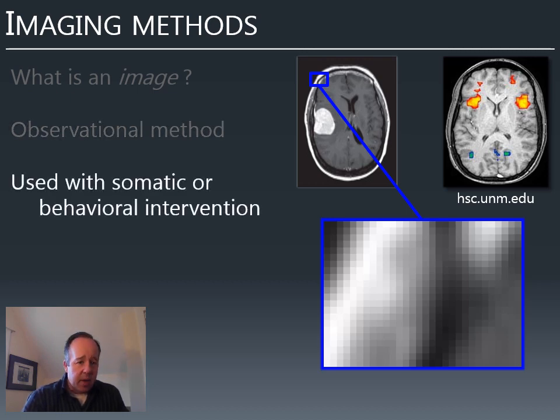And you can use imaging methods with either somatic or behavioral interventions. You can change brain structure and see what happened to the brain structurally with an imaging technique. Or you can have the person do something and see what that does to neural activity, a behavioral intervention.